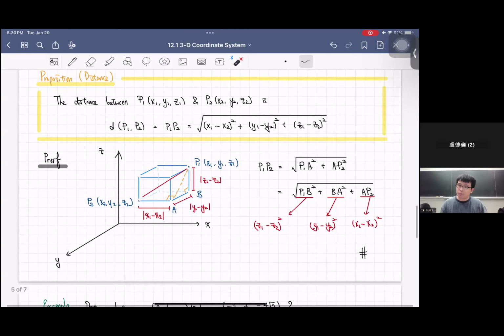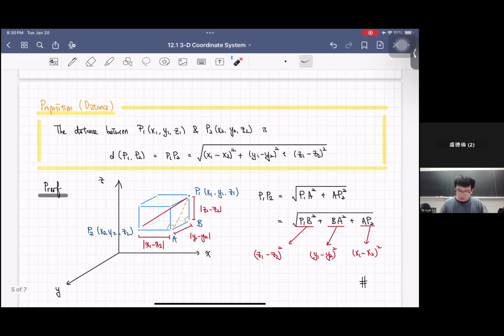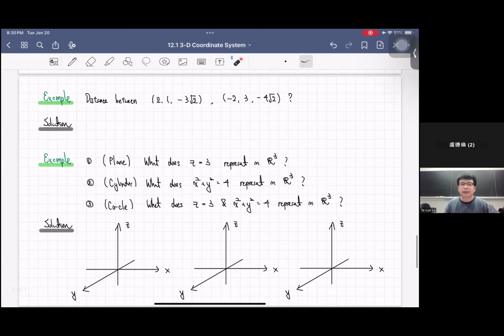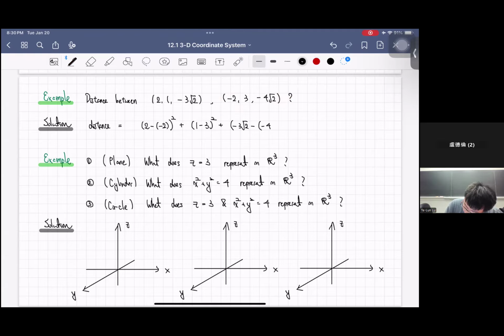So now we have the formula for three-dimensional space. Let's do an example. What is the distance between the point (2, 1, -3√2) and the point (-2, 3, 4√2)? You simply do the distance is equal to the difference between the x-coordinates squared, plus the difference between the y-coordinates squared, plus the difference between the z-coordinates squared, right? And then you take the square root.